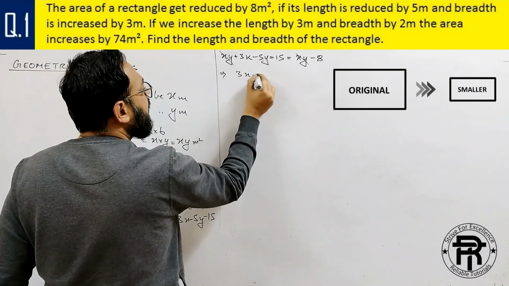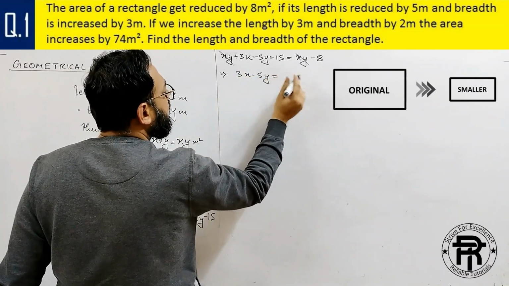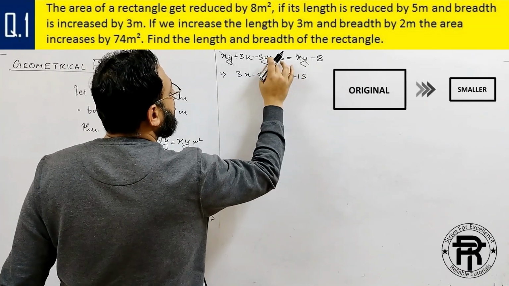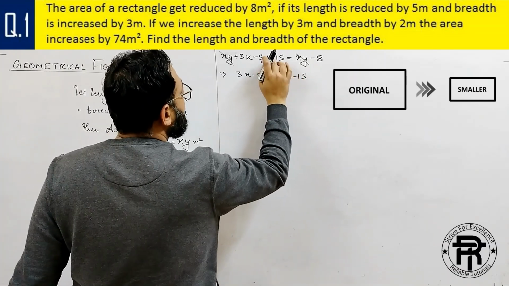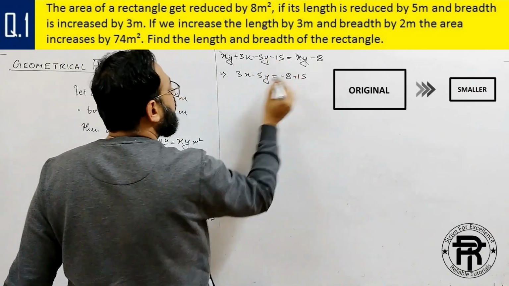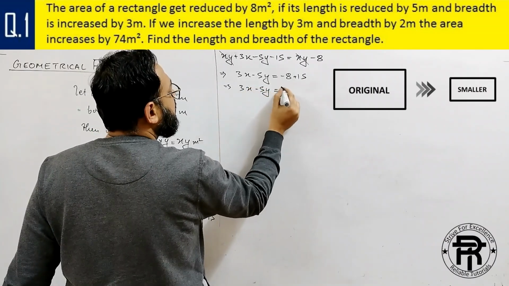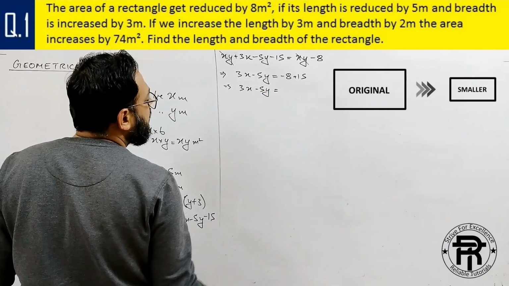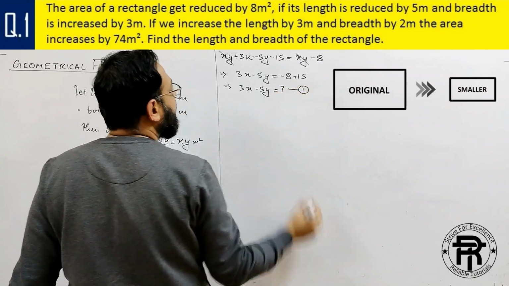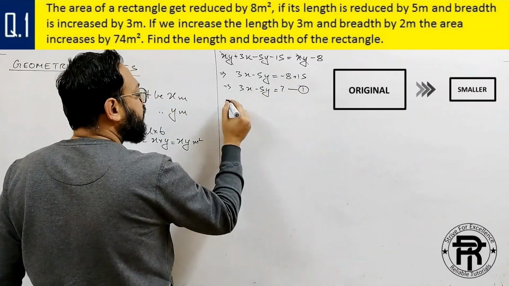We will get the equation 3x minus 5y is equal to minus 8 minus 15. This minus 15 transposed over here will become plus 15. That is 3x minus 5y is equal to 15 minus 8, which is 7. This will be your first equation. Also, this is the first case, forming the equation from the first case.